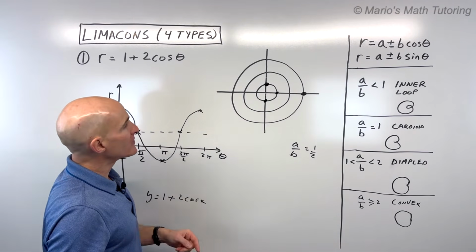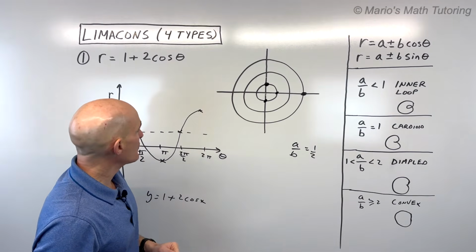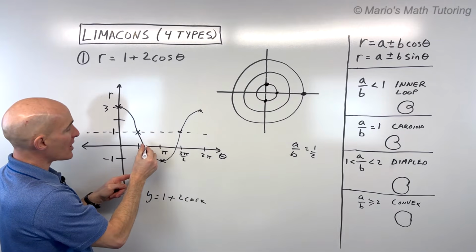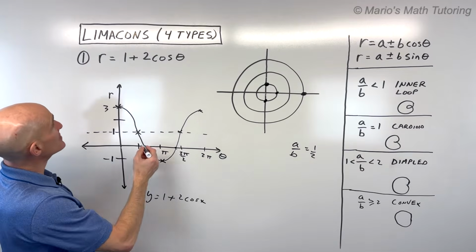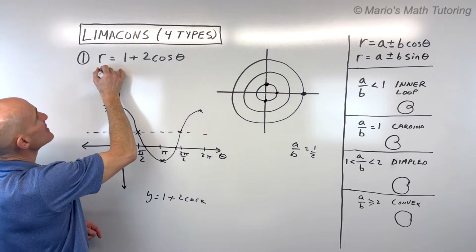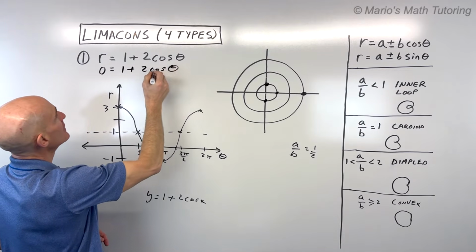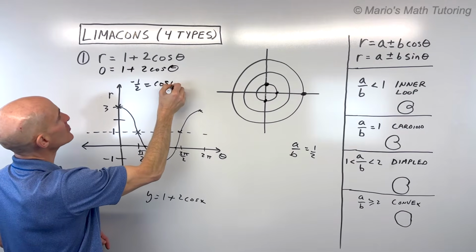Now, we know that this has an inner loop, okay, like so. But what we might want to do is find out where these zeros are, meaning where is it crossing the x-axis? Well, we can set this equation equal to 0 and solve. So let's say 0 equals 1 plus 2 cosine theta. Let's subtract 1 and divide by 2. So negative 1/2 equals cosine theta.